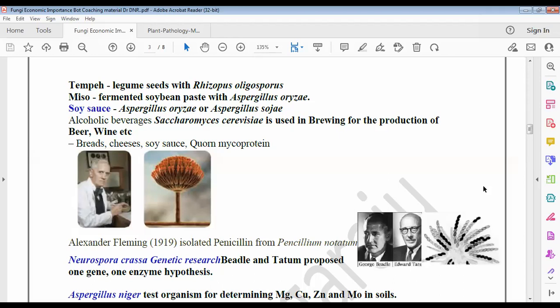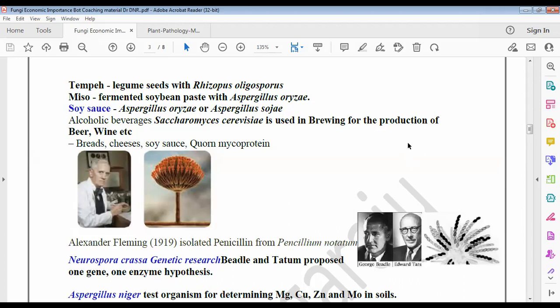Okay. That we will discuss in the negative, that means negative impacts, not in the positive. Okay, harmful aspects. In the harmful activities, we will discuss that. Now we are discussing the useful activities of the fungi.